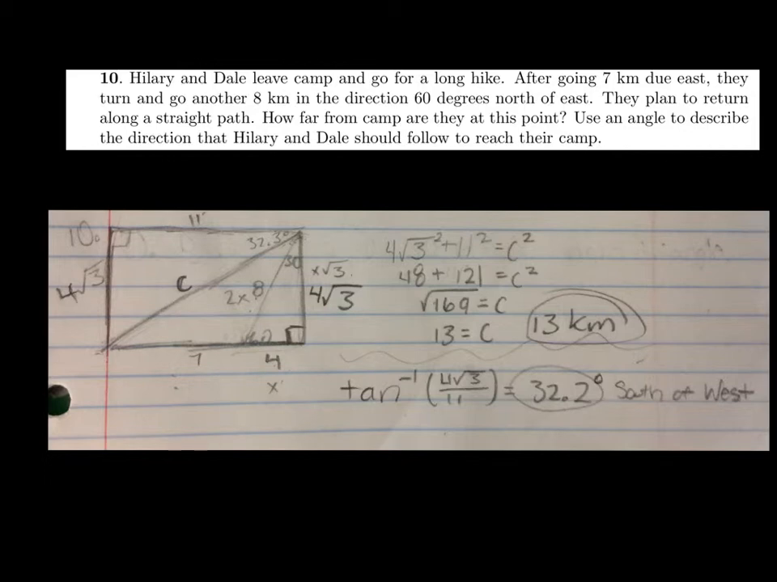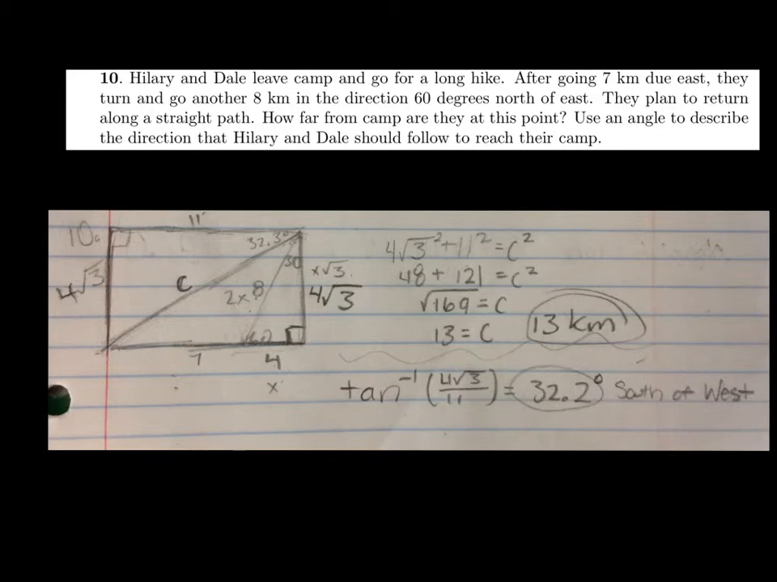Hillary and Dale leave camp and go for a long hike. After going 7 kilometers due east, they turn and go another 8 kilometers in the direction 60 degrees north of east. They plan to return along a straight path. How far from camp are they at this point? Use an angle to describe the direction that Hillary and Dale should follow to reach their camp.